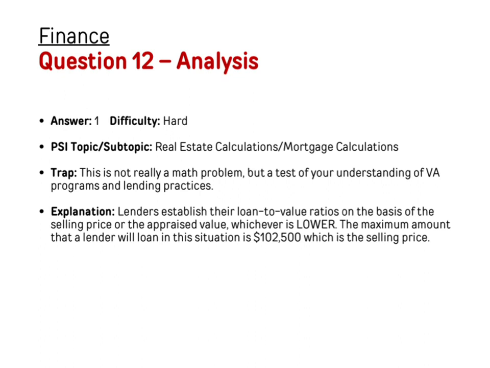Finance question 12 analysis. Answer: 1. Difficulty: hard. PSI topic subtopic: real estate calculations, mortgage calculations. Trap: this is not really a math problem, but a test of your understanding of VA programs and lending practices. Explanation: lenders establish their loan-to-value ratios on the basis of the selling price or the appraised value, whichever is lower. The maximum amount that a lender will loan in this situation is $102,500, which is the selling price.